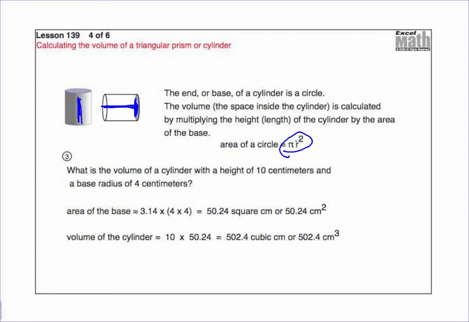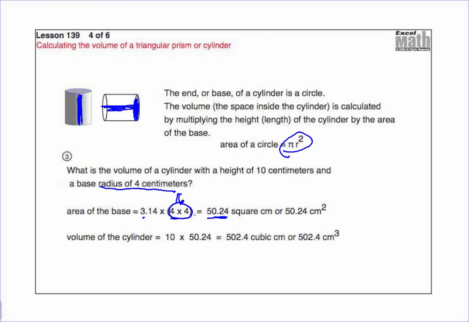We say that all the time in class. Pi r squared, pi r squared. So find the area of the circle, multiply it by this. Here's an example. What is the volume of a cylinder with a height of 10 centimeters? That means it's 10 from here to here, and a base radius of 4 centimeters. So first you find the area of this circle, you square the r, that's 16, pi r squared, you multiply 3.14 times that, you get 50.24 square centimeters for the area of this circle right here.